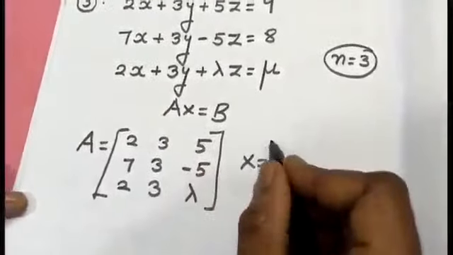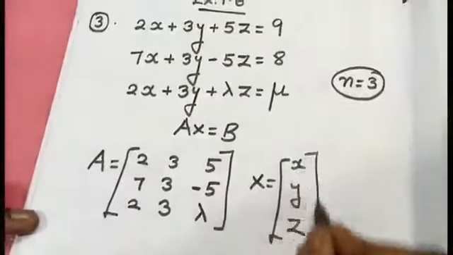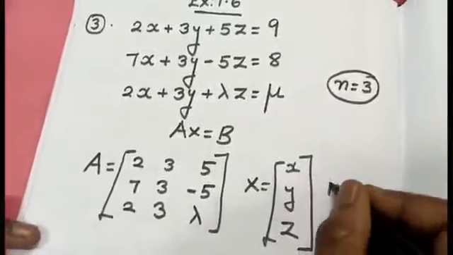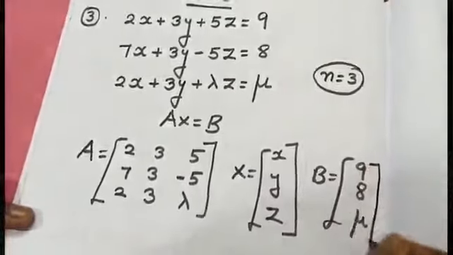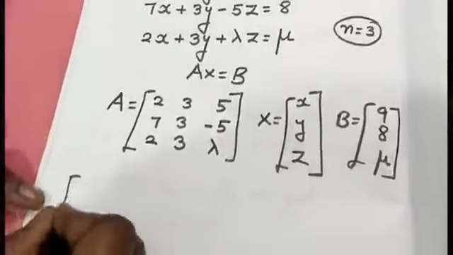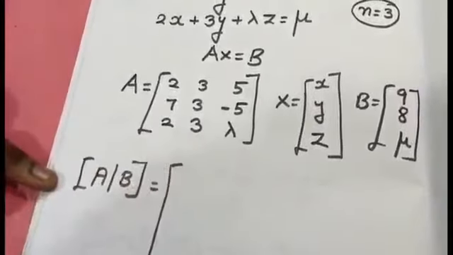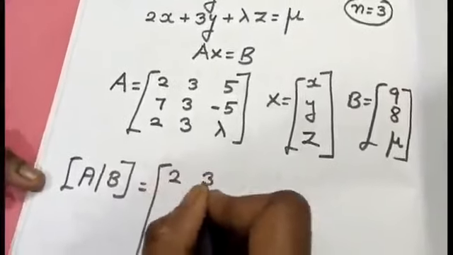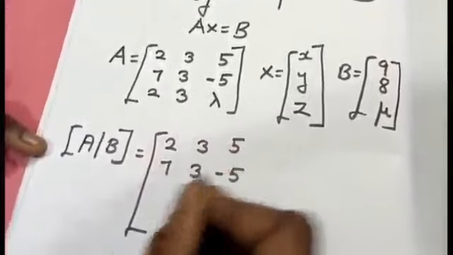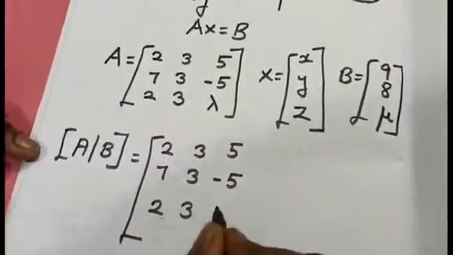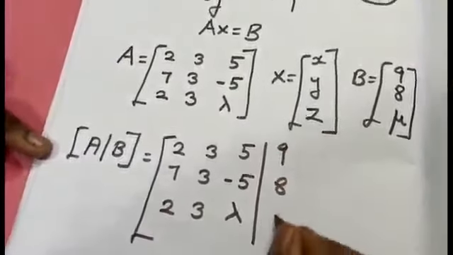X is nothing but the variables x, y, z, and B is your constant, that is 9, 8, nu. Now I am going to find the augmented matrix, that is A, B. How to write the augmented matrix? That is 2, 3, 5, 7, 3, minus 5, 2, 3, lambda, and 9, 8, nu.